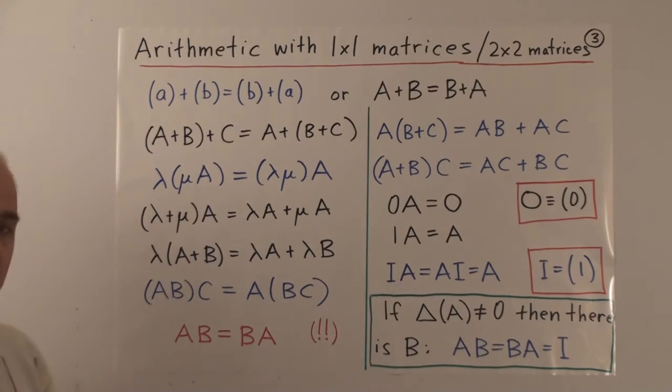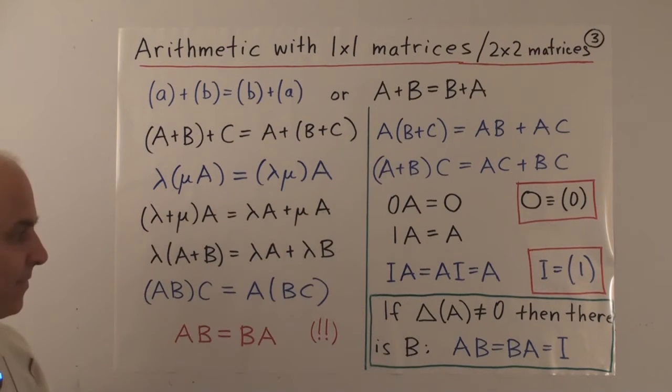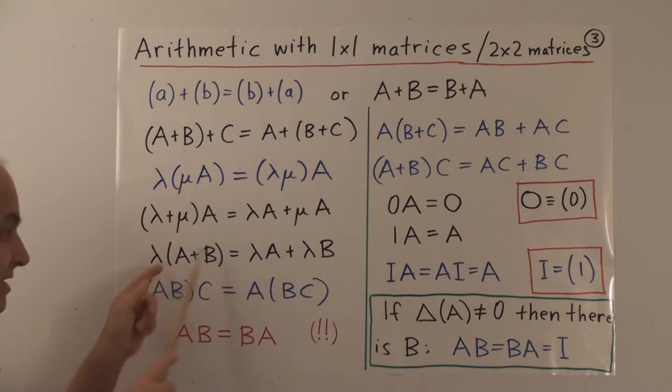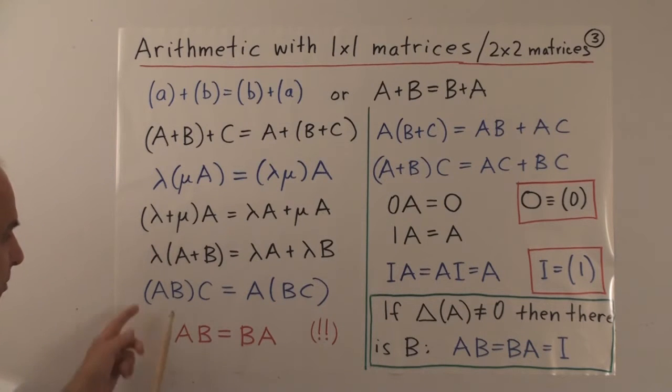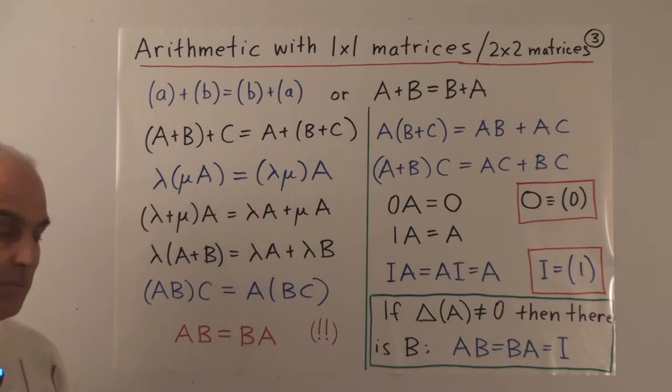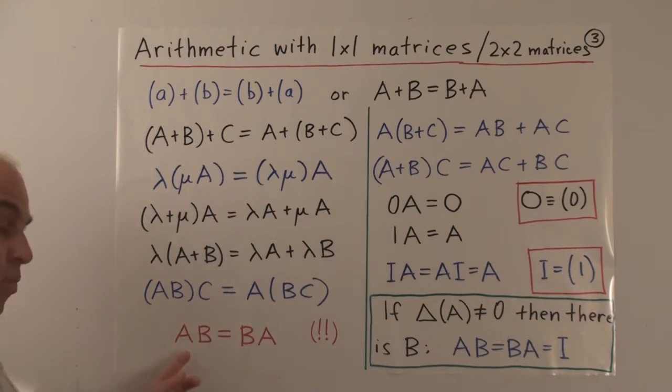There are two distributive laws, that lambda plus mu times the matrix A is lambda times A plus mu times A. And if we have lambda times a sum of two matrices, A and B, then that's the same as lambda A plus lambda B. There's a very important associative law for matrix multiplication, that A times B times C is A times B times C. And for the one-by-one matrices, there's the commutative law of multiplication. A times B equals B times A.